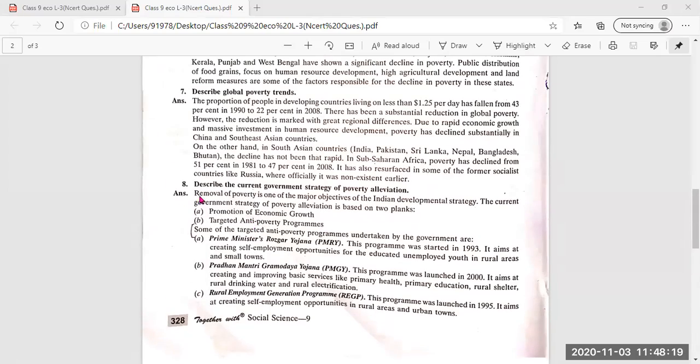Next, the eighth question: Describe the current government strategy of poverty alleviation.